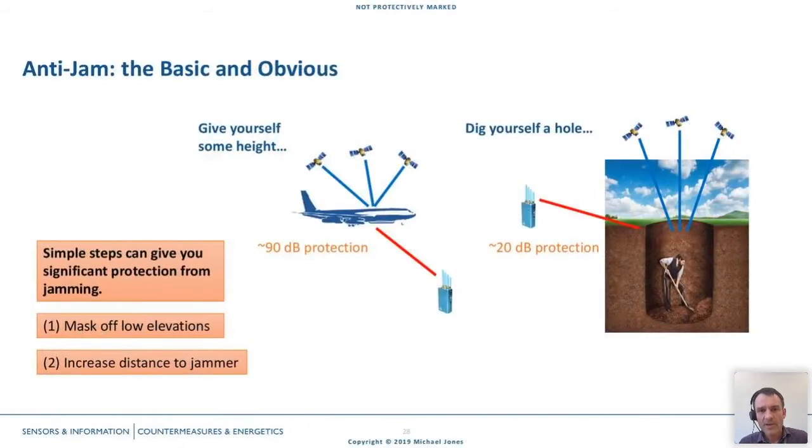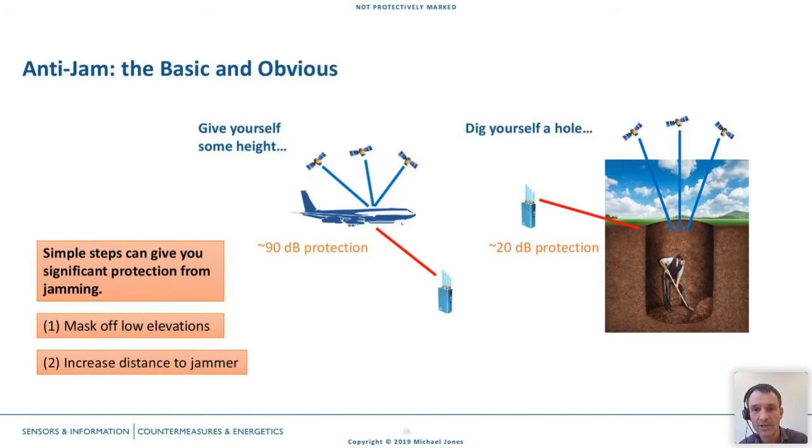Before we get carried away with technology, it's always important to remind people that there are some very simple and obvious things you can do to protect yourself from jamming before you start resorting to big or expensive equipment. The first thing you can do, shown in the right-hand diagram, is to simply dig yourself a hole and put your GNSS receiver in that.